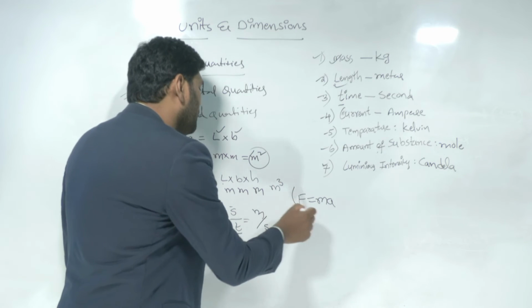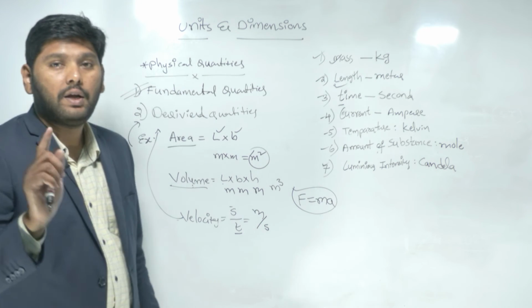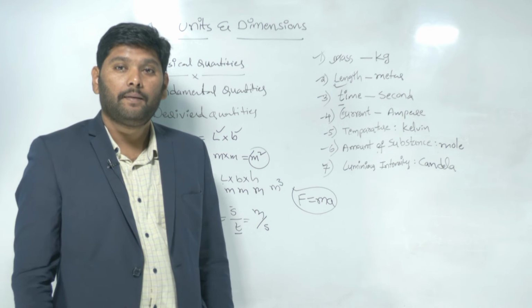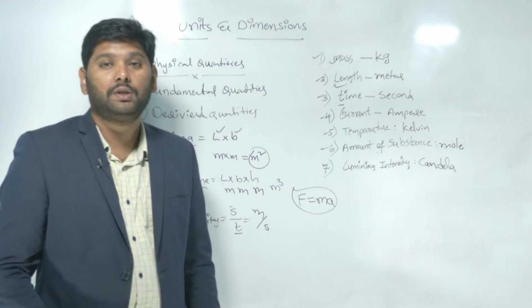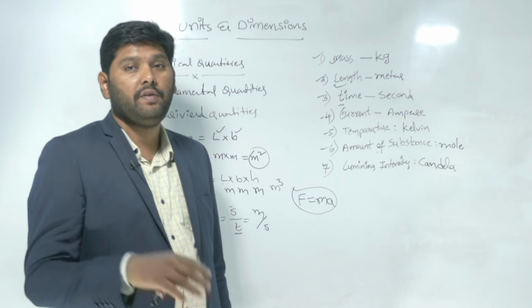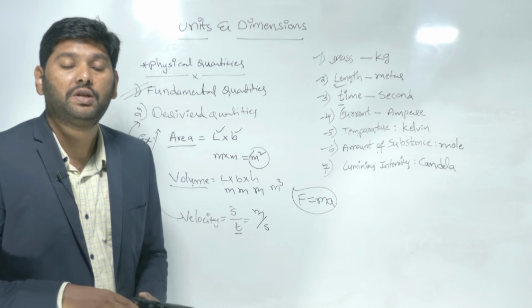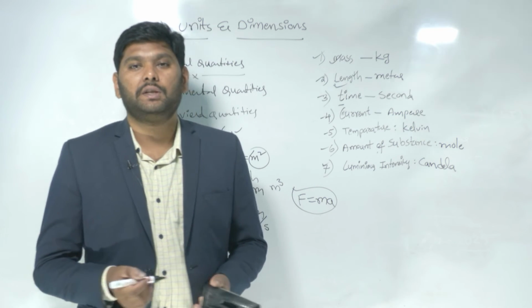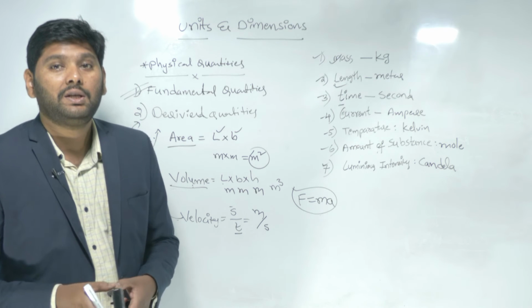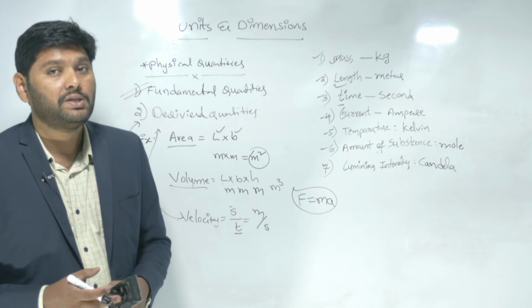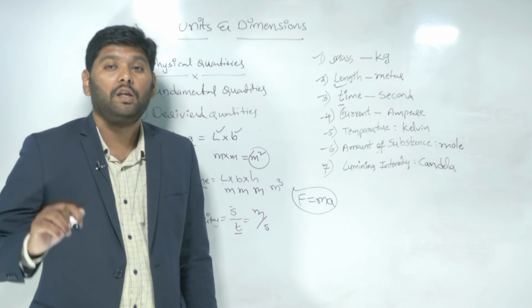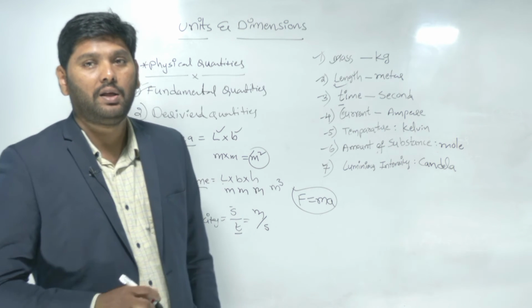So finally, force is also what kind of quantity? A derived quantity. Not only force, energy. In our daily life we are using many types of energies: kinetic energy, potential energy, muscular energy, and electrical energy, chemical energy. All these types of energy are also nothing but what? Derived quantities only. Even momentum is also a derived quantity.